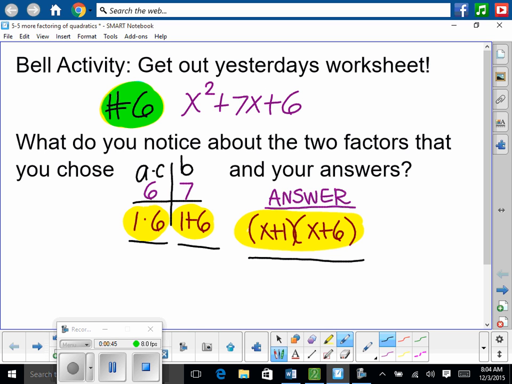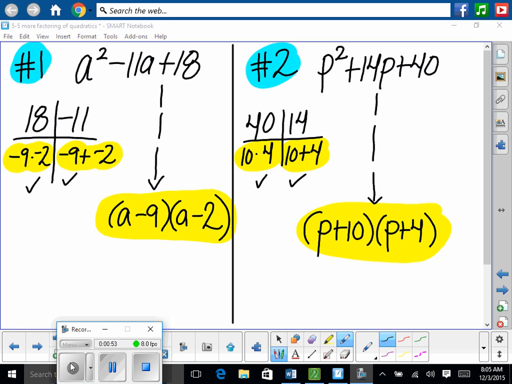Okay, so was that true for the whole front page? I want everybody to look at your whole front page and tell me yes or no. Take a look for a second. So look at number 1. Did something interesting happen on that same one? So we said our factors were -9 and -2, and interestingly enough, our answers had a -9 and -2. Cool. And number 2, you got 10 and 4 were the factors you chose, and your answer was 10 and 4. So, awesome, you're absolutely right.